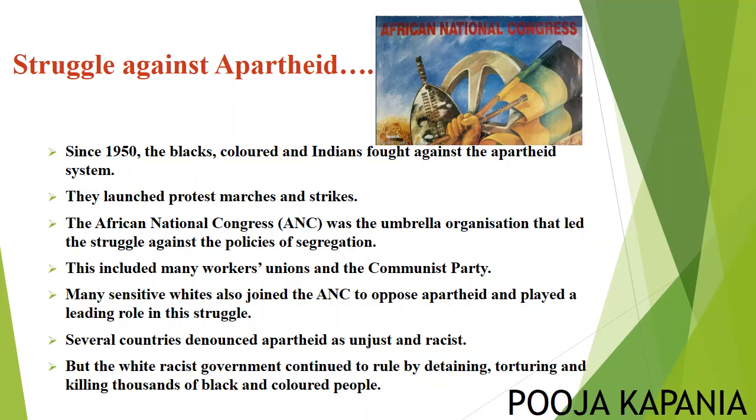Several countries denounced apartheid as unjust and racist, but the white racist government continued to rule by detaining, torturing, and killing thousands of black and colored people.